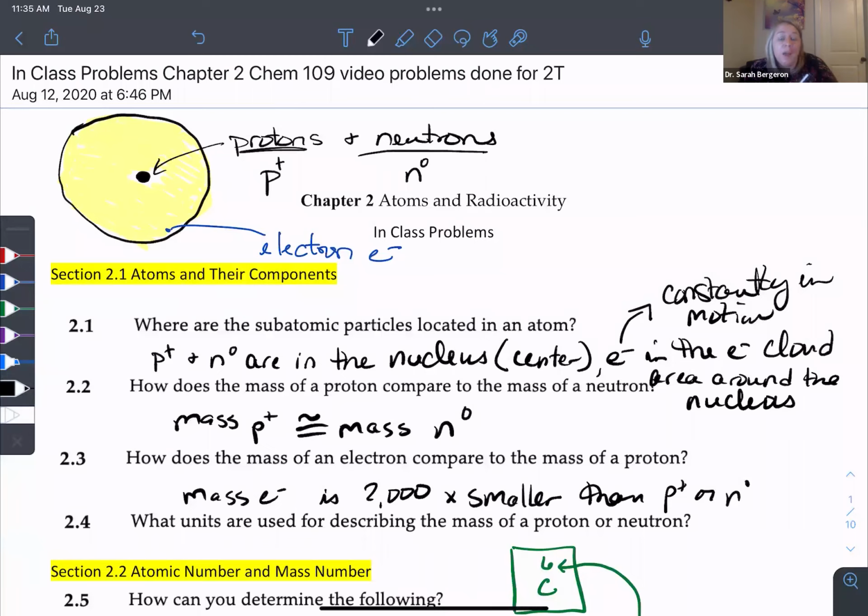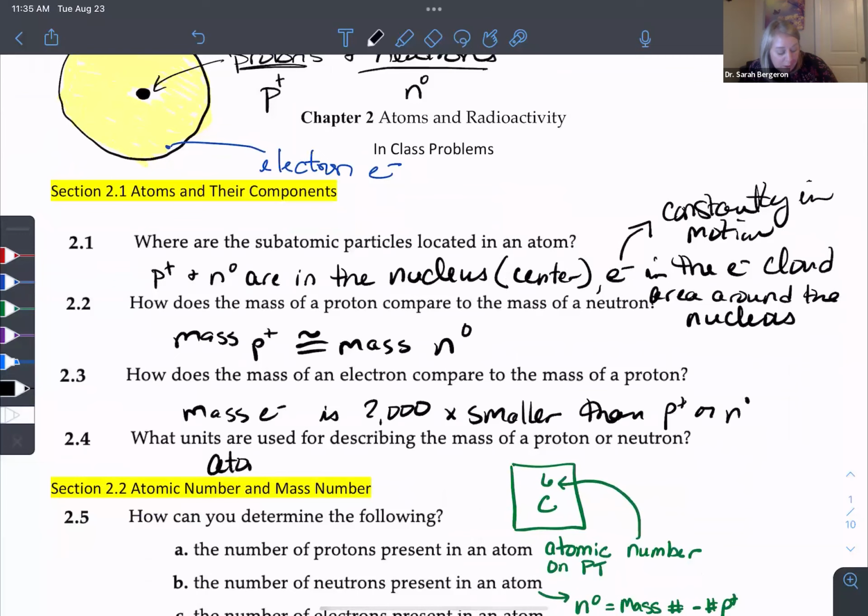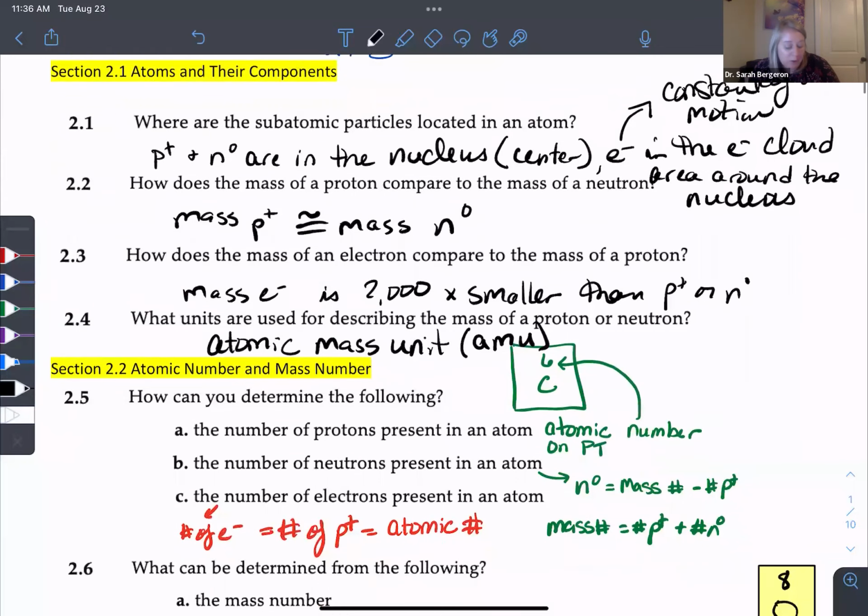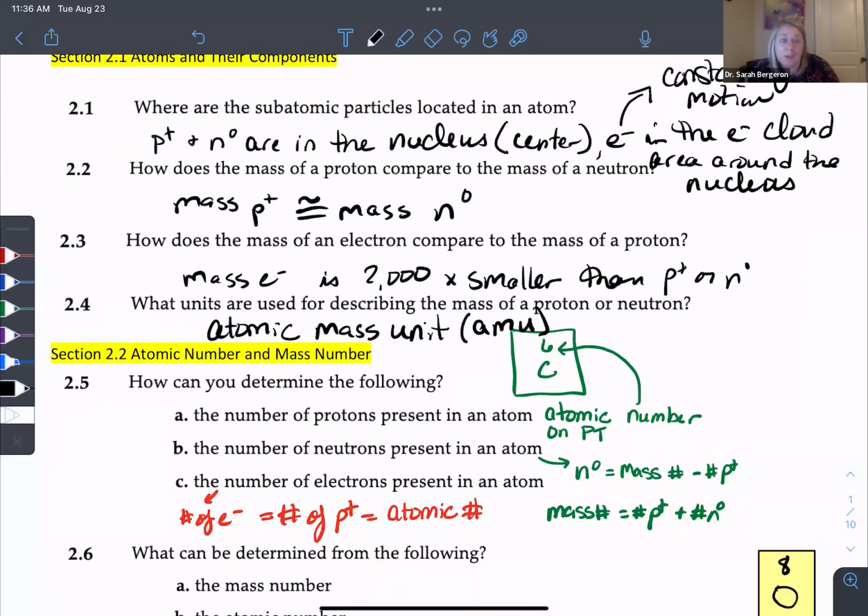So how do we describe the units? Like, do we use grams when we talk about protons and neutrons? No, we don't. We talk about them in terms of an atomic mass unit. So all the masses on the periodic table are not in grams, they're in atomic mass units, or AMU, right? AMU. Okay, so now you have to understand the periodic table to be able to derive lots and lots of information about it.